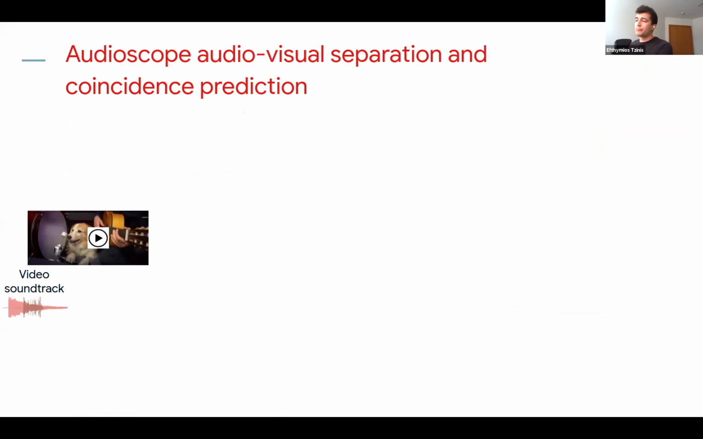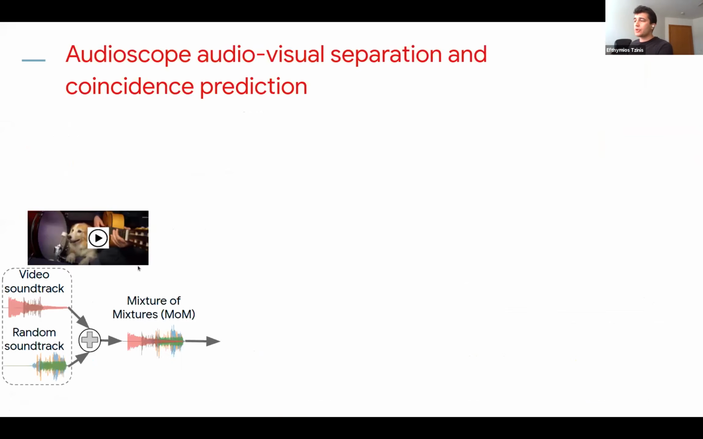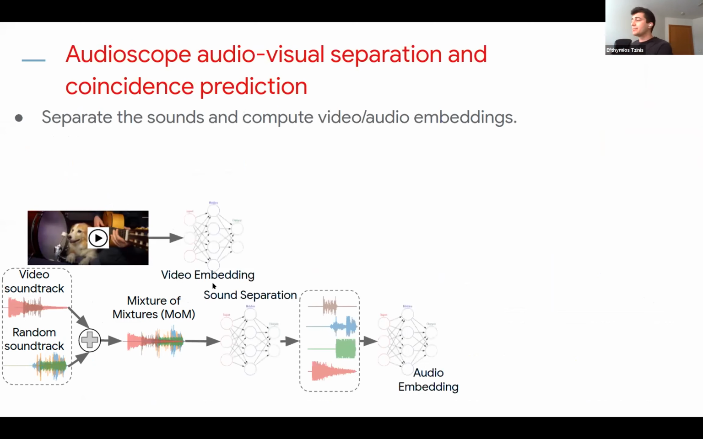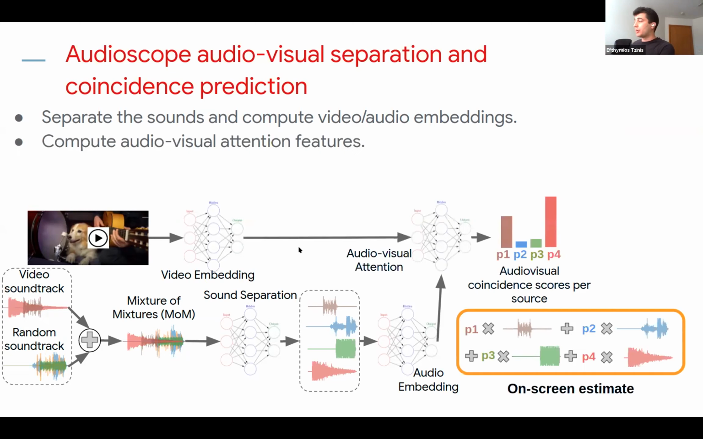So we get a video with its corresponding video soundtrack. We sample a random soundtrack from the huge data collection, and we form a mixture of mixtures similar to what MixIt did. And then we let the sound separation model estimate a few sources, and for each one of those sources, we extract an audio embedding. And now we do exactly the same thing for the visual part.